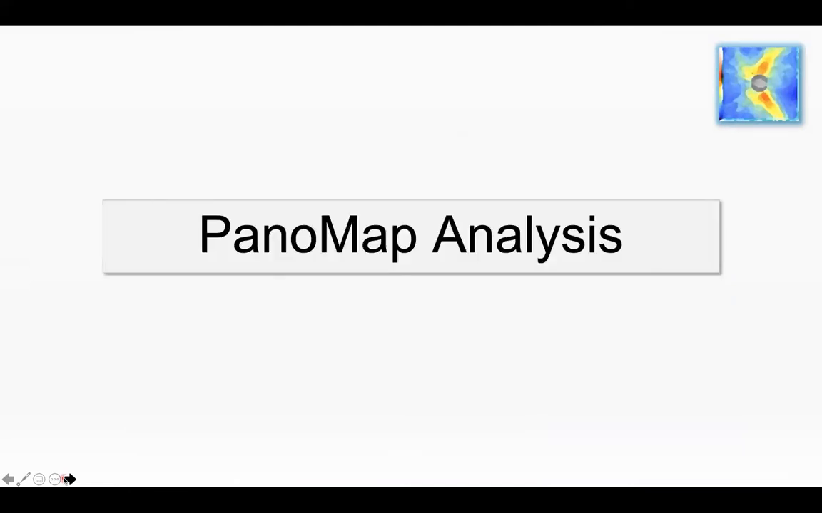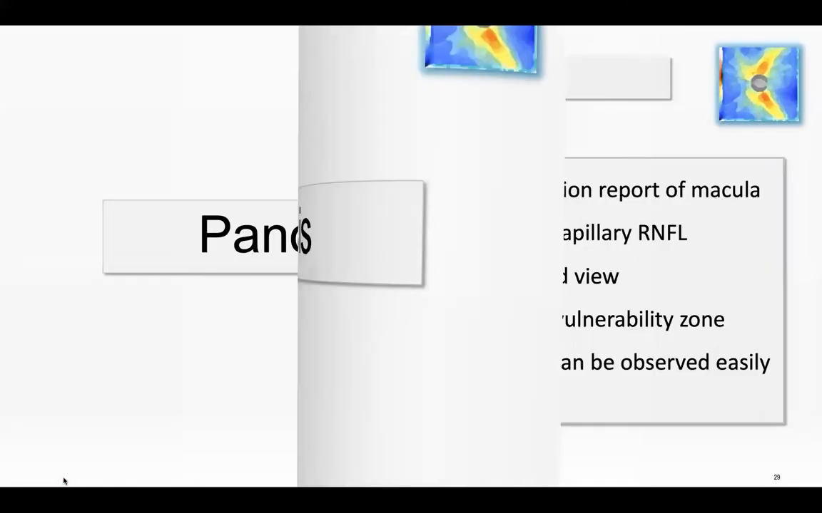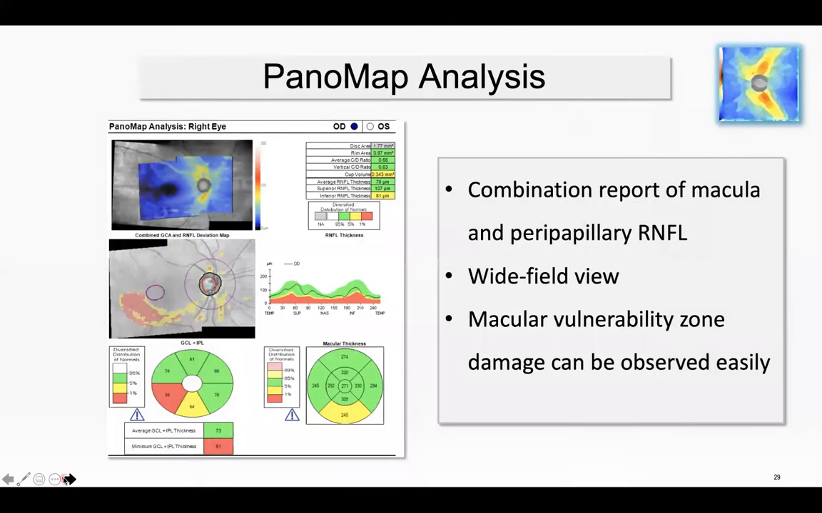And finally, I look at the PanoMap analysis, which combines the peripapillary scan with the macular scan to provide the PanoMap report, which shows us the wide field view and summary of the results. In this patient, you see a perfect example of damage at the macular vulnerability zone, and PanoMap analysis is a good feature of Cirrus 5000. It will be easier with the faster Cirrus 6000.